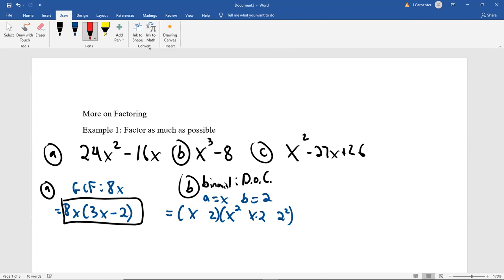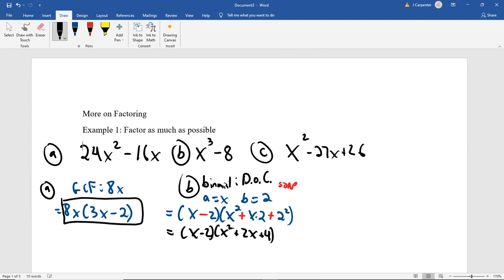Then we use SOAP, don't forget SOAP: same, opposite, always positive. The original sign was a minus, so the first sign is the same as that. The second sign is opposite of that, so a plus, and the third, no matter what, is always positive. And then we just clean this up, we get x minus 2 times x squared plus 2x plus 4.